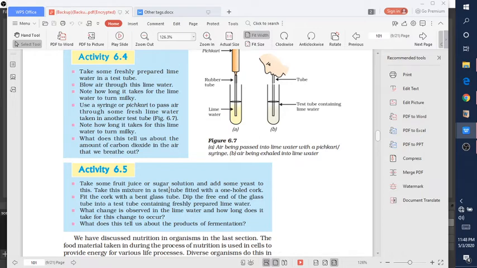What changes did you observe in the lime water, and how long does it take for this change to occur? What does this tell about the product of fermentation? This activity asks us to pass the air produced by yeast on sugar solution or fruit juice into lime water. We observe that the air taken out through the tube makes lime water milky. Why milky? Because of the presence of carbon dioxide.